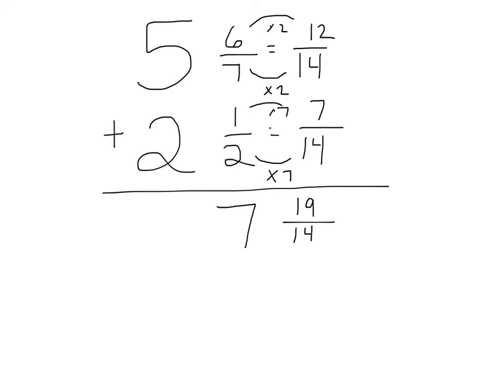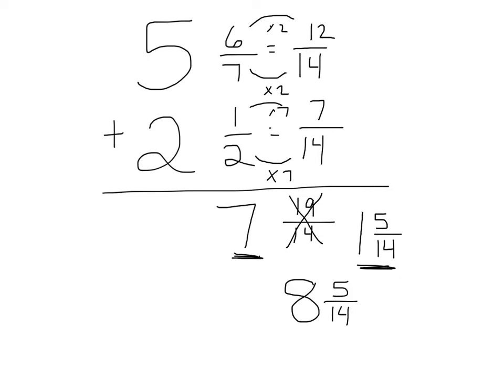So my answer is 7 and 19 14ths, but it's not in simplest form because an improper fraction is never in simplest form. So I need to take my improper fraction and make it a mixed number. So I'm going to do 19 divided by 14, which is 1, and then there's 5 left over, so we have 1 and 5 14ths. So I'm getting rid of this 19 14ths, and I'm going to use 1 and 5 14ths instead. They're equal. So now I have 7 from the whole number and 1 and 5 14ths from the fraction. So 7 plus another 1 and 5 14ths makes 8 and 5 14ths. There's my answer.